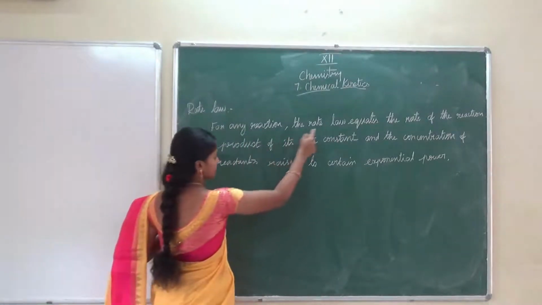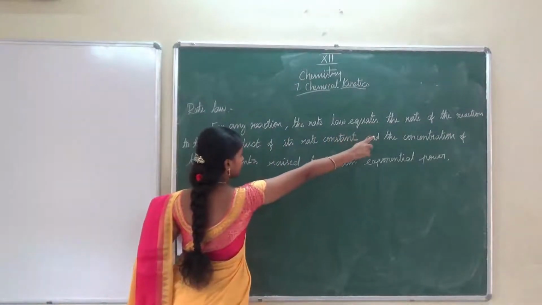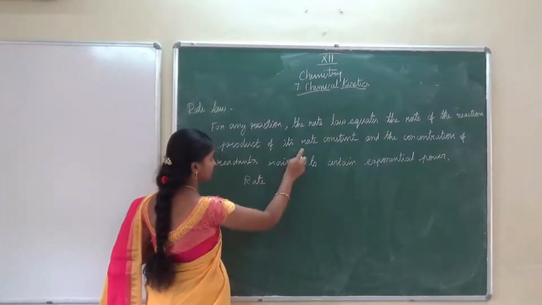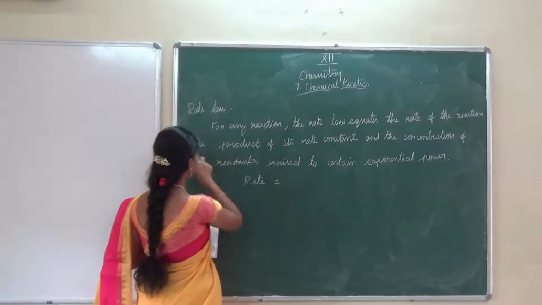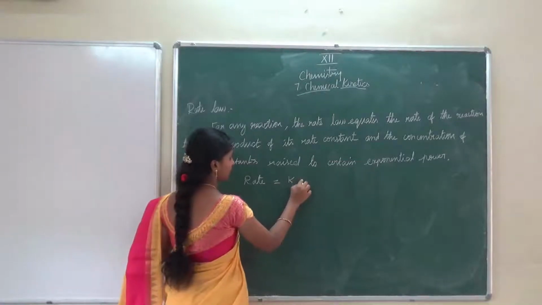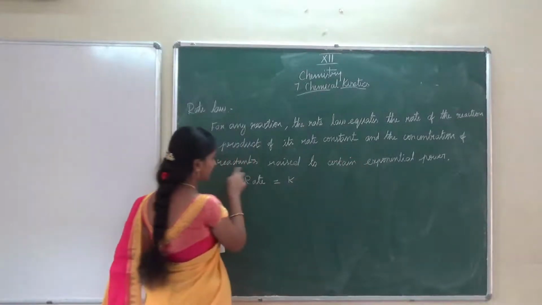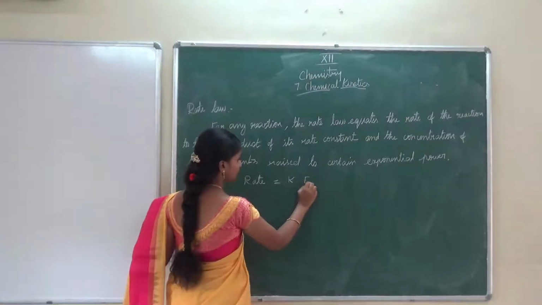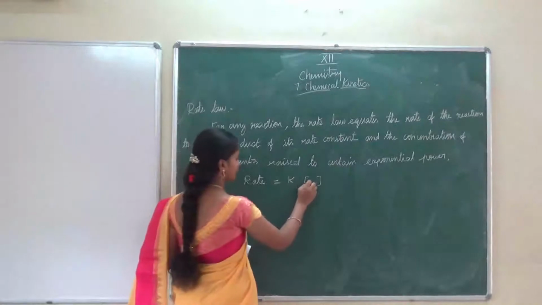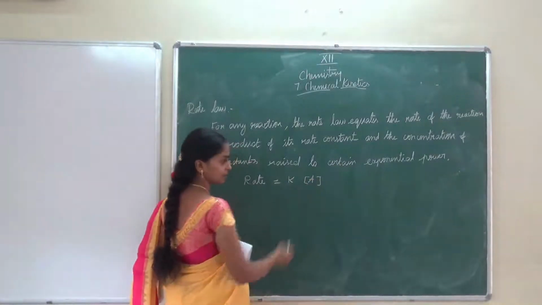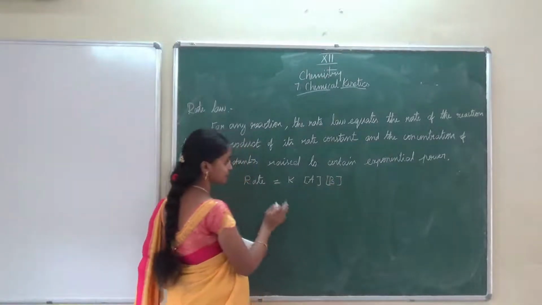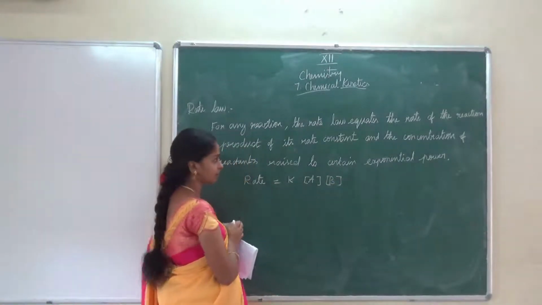For any reaction, the rate law relates the rate of the reaction to the product of its rate constant and the concentration of the reactants. Whatever reactants are present, we take those. For example, if there is only one reactant, we take just one reactant; if two reactants, then two reactants. Those reactants we have to take.